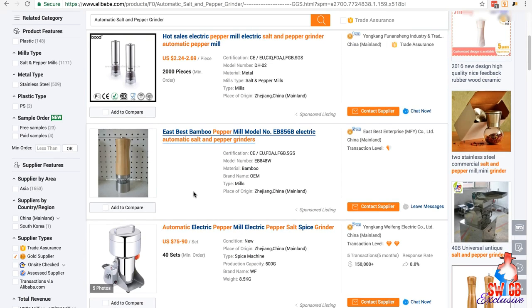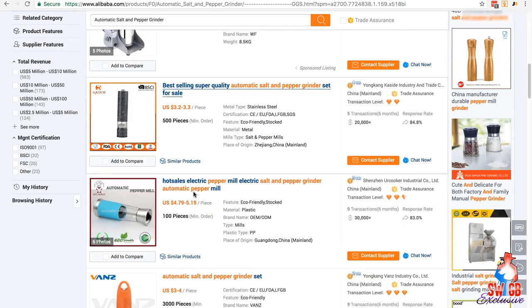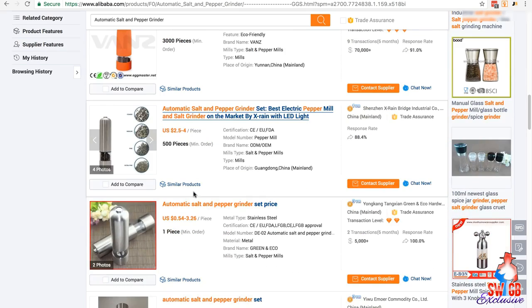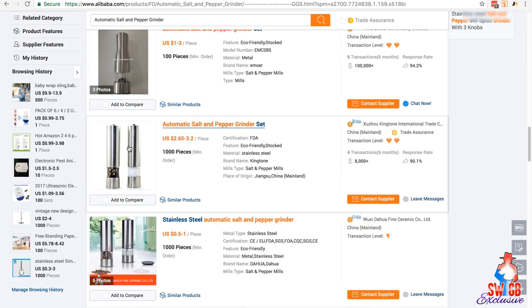This next product is nothing like ours, nor is the next one. Just keep going until you find one that's similar. This looks much more like the product we want. It's $2.65 to $3.20, so we're going up here. But you notice it's got a lower MOQ. So I'm thinking an average price for this is $2.80.